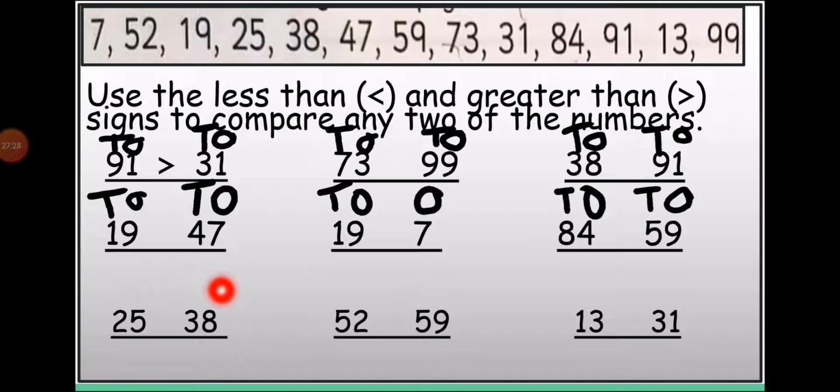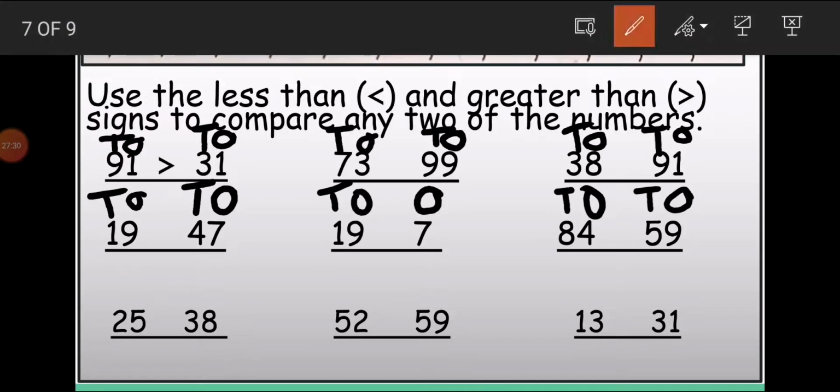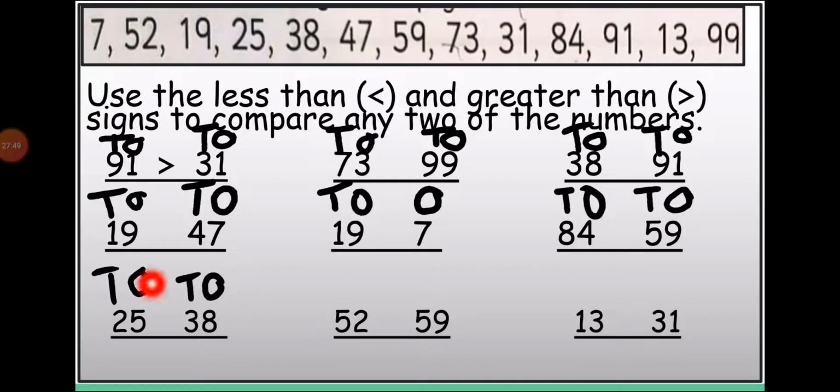The next number is 25 and 38. Now, on 25, I am putting O on 5 because 5 is on the right side and it is ones. The next digit is 2. I am putting T for tens on 2. 38. In 38, 8 is ones and 3 is tens. Now, compare these two numbers. Is 25 greater than 38 or is 25 less than 38? For this, you have to check the greater value. So, the greater value is tens here.